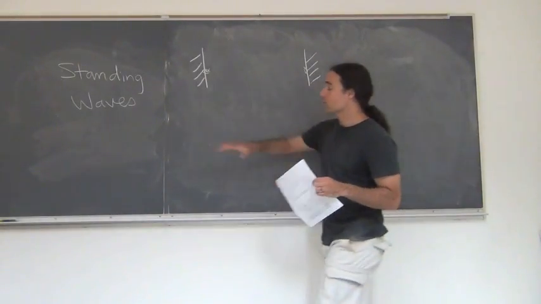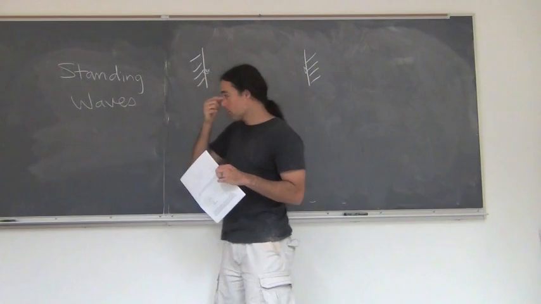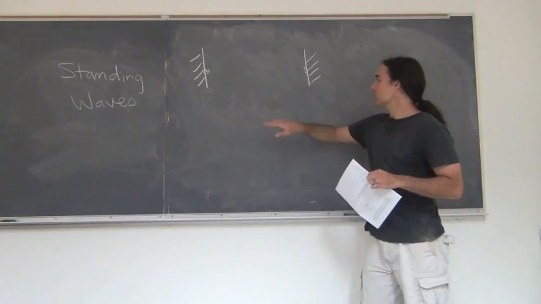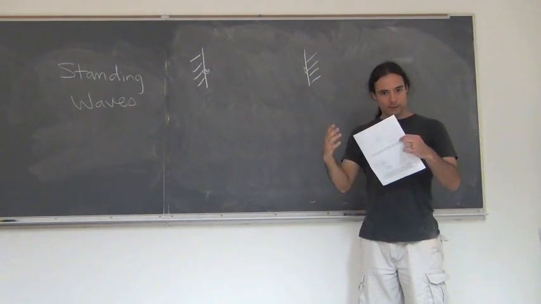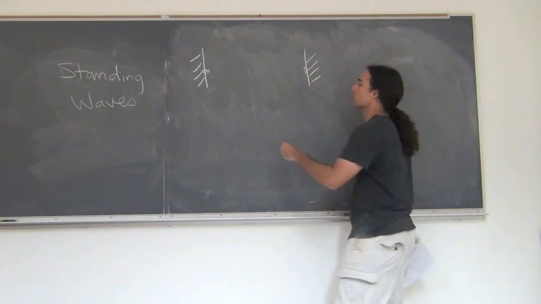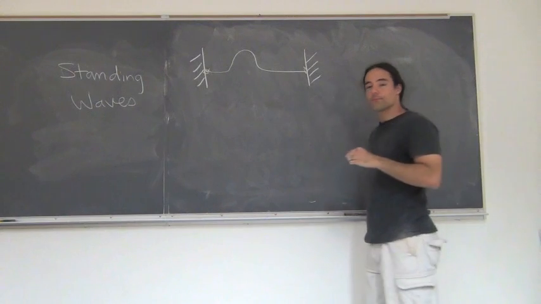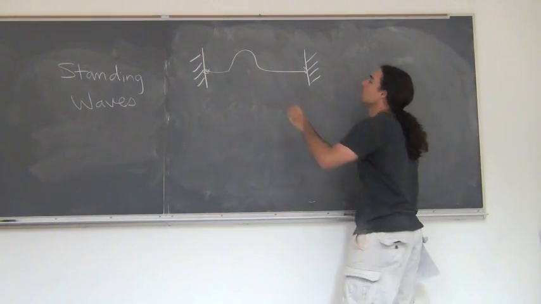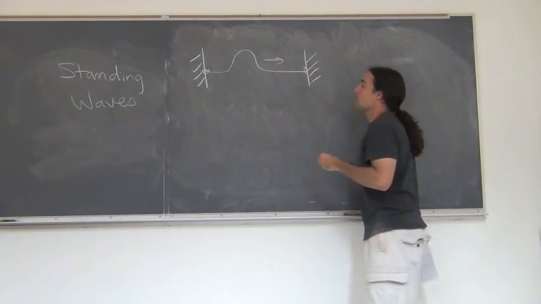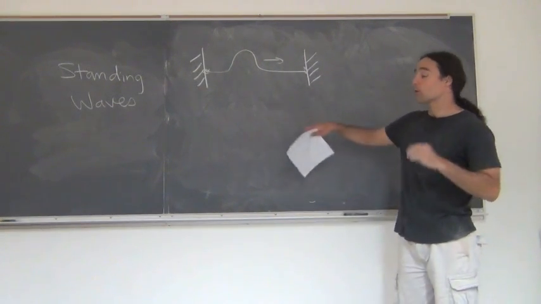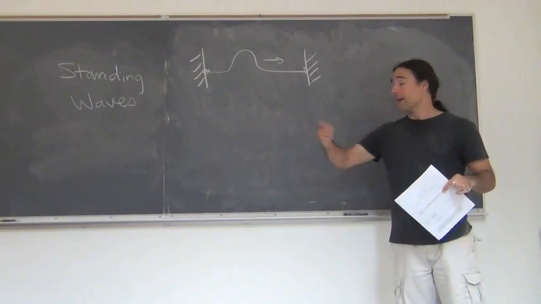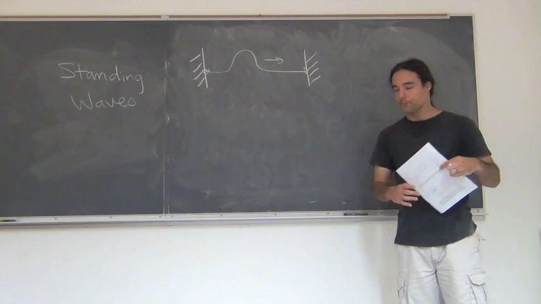Now we're going to talk about something called standing waves. So imagine that I have two walls here and a string tied between the two walls. And let's say I pluck the string. If I pluck the string, I will have a wave. I can generate a wave by plucking the string that will go back and forth, and it will bounce back and forth between those two walls.